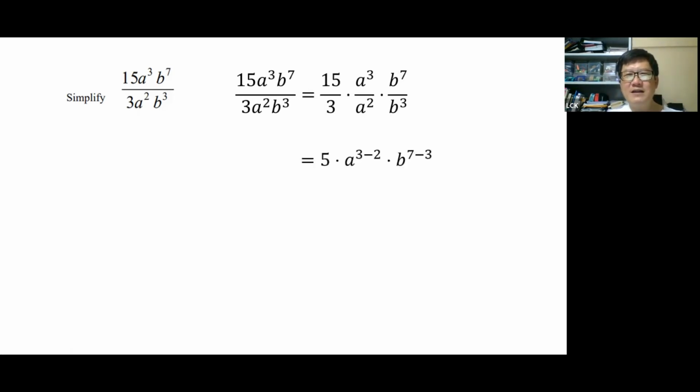So 15 divided by 3 is 5, so put it down there. A, 3 minus 2. Why is it minus? Because it's a division, so 3 minus 2. And that's B, 7 minus 3, because again, it's a division. A line like that means a division. So again, do your spring cleaning. 3 minus 2 is 1. 7 minus 3 is 4. And remove your raised dot. This is called a raised dot. So remove it and you have your 5a b to the power of 4.